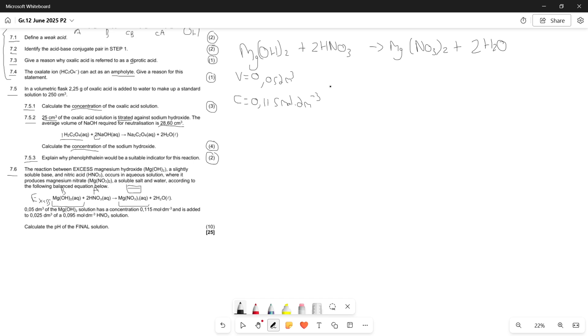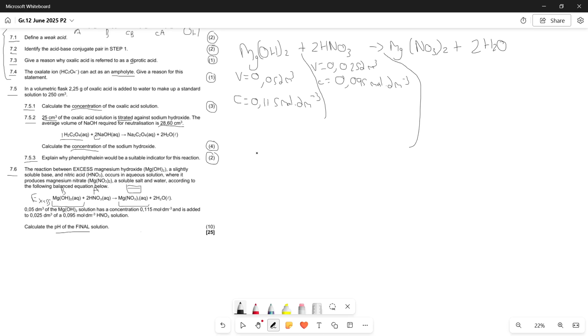Is added to 0.025 decimeters cubed. So we're talking about our HNO3 solution over here. So we have 0.025 decimeters cubed over there, and it has a concentration of 0.095 mol.dm^-3 HNO3 solution. So for now we're just working on this left side of our arrow over there, in our reactants. And then it says calculate the pH of the final solution. So let's break this down part by part.